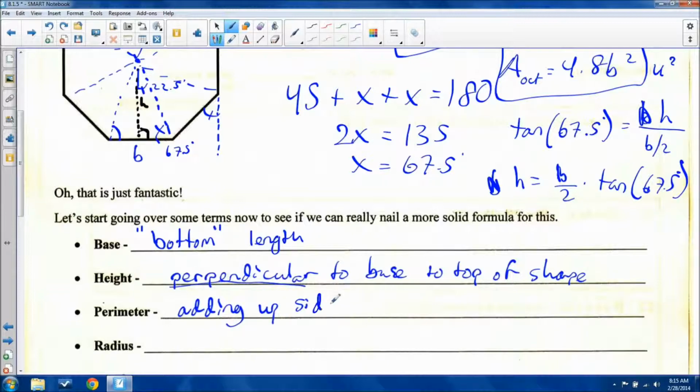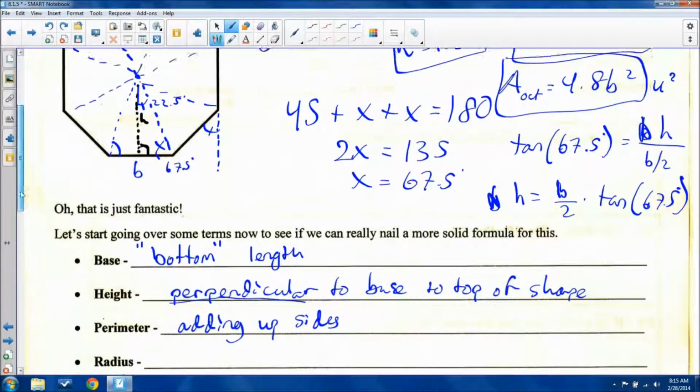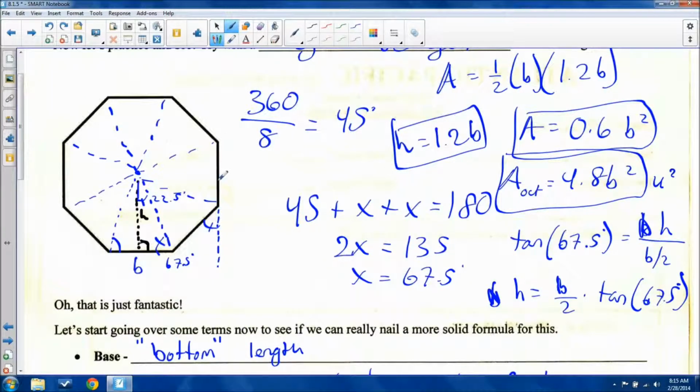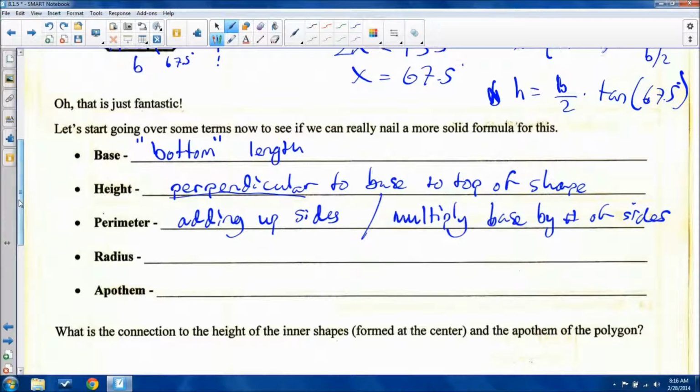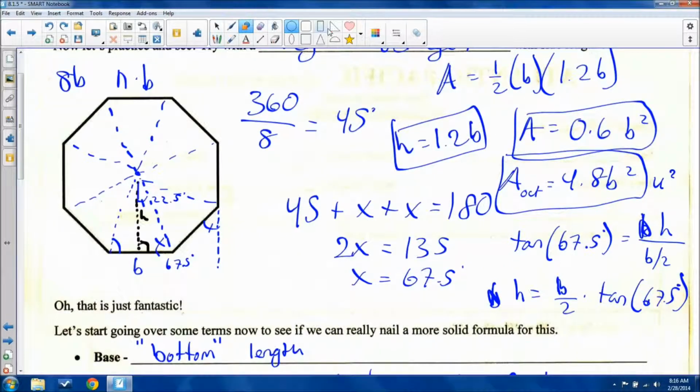Or better yet, check this out. If I take one base and add it together, base plus base plus base plus base plus base plus base plus base plus base, that's 8 bases, right? Or better yet, it was the number of sides times my base. So if my number of sides is n, it's n times b. So the perimeter is adding up sides, or multiplying base by number of sides. So that's going to be important. Perimeter is multiplying the base by the number of sides. The radius in this, remember when I drew a circle earlier? And I'm going to use a different color this time.